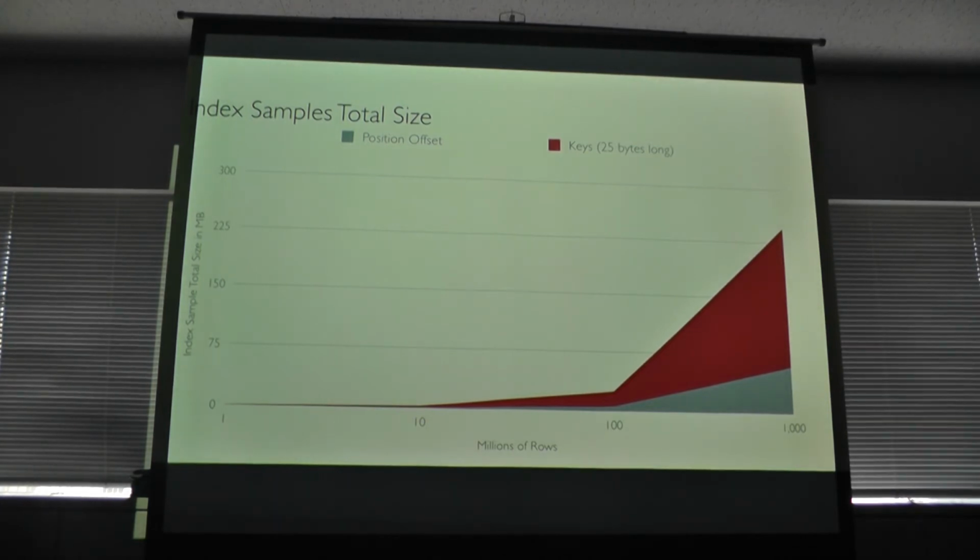This graph here shows the overall size of index samples for millions of rows when the row key size is 25 bytes. So if we have 100 million rows, we have approximately 30 megabytes of index samples. And when we get to 1 billion rows, we have approximately 230 megabytes of index samples, and most of that is made up from holding your row key in memory.